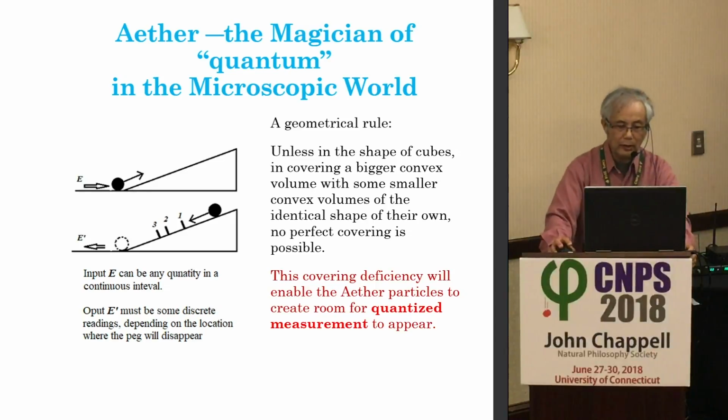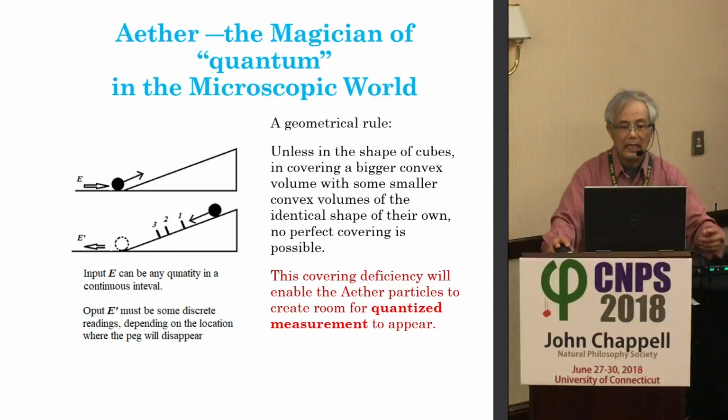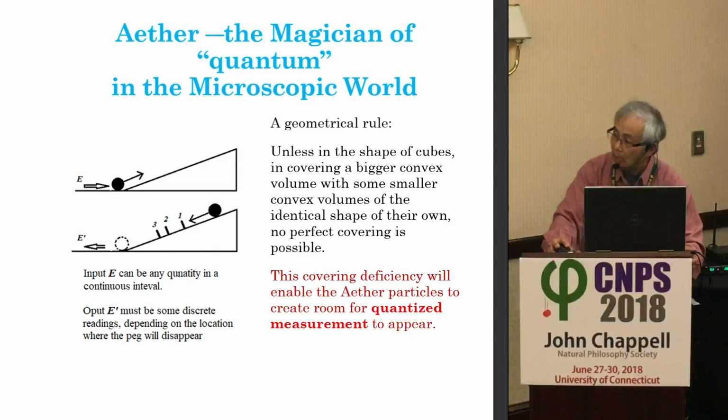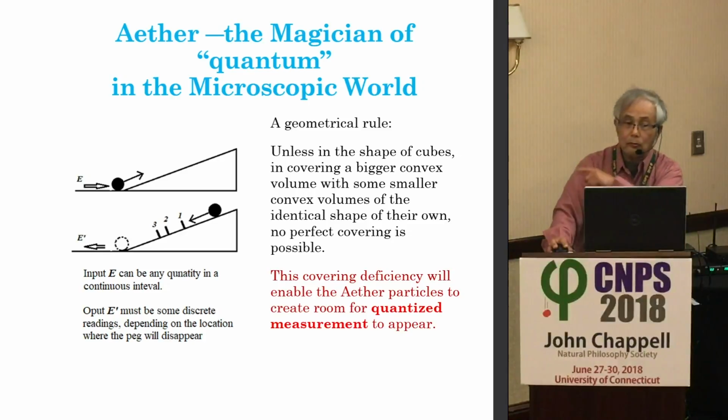Here's an analogy of how continuous energy converts to discrete energy. When this ball is hit moving upward along this slide, the energy can be any quantity in an interval, a continuous interval. But when it rolls down, it may get retained by peg one.